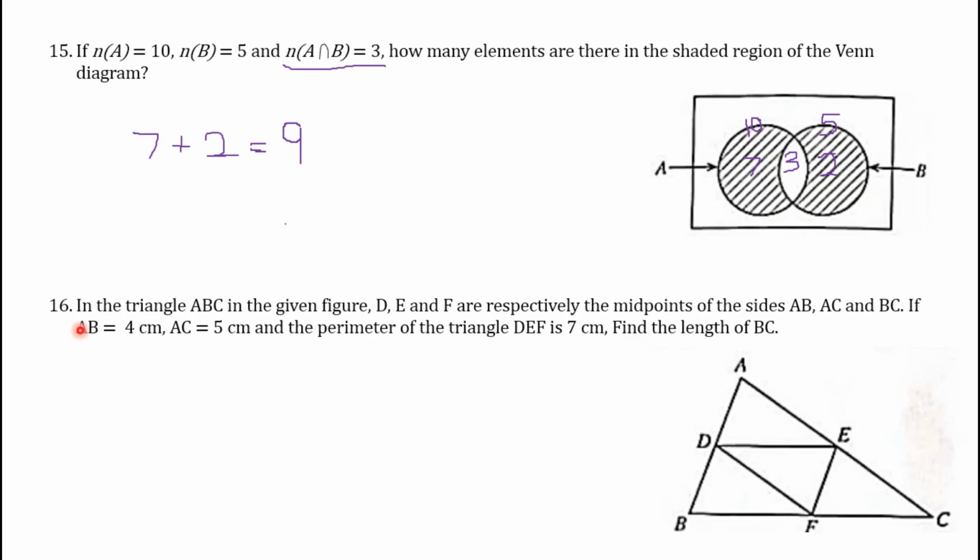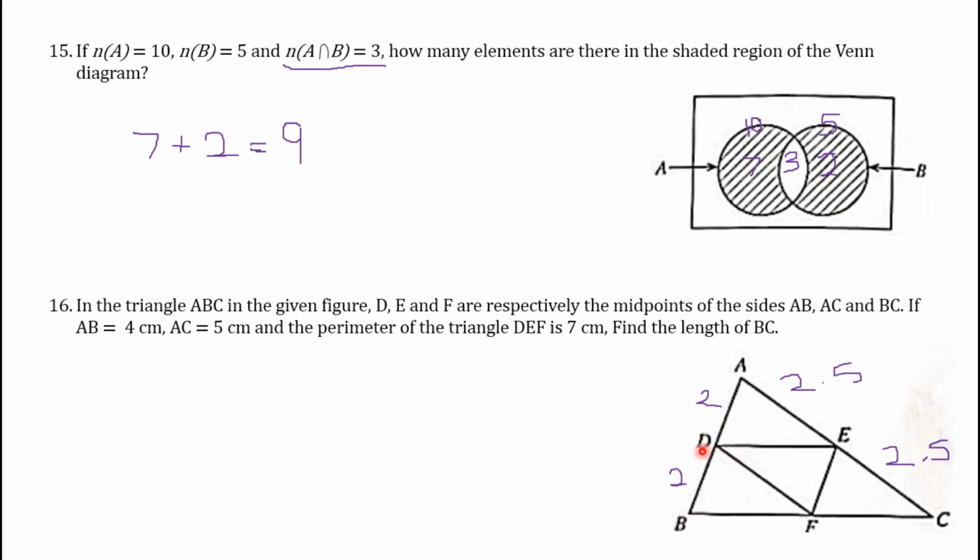Question number 16. In the triangle ABC in the given figure, D, E and F are respectively the midpoints of the sides AB, AC and BC. If AB equals 4 cm, this AB is 4 cm, AC equals 5 cm and the perimeter of the triangle DEF is 7 cm. Now they are asking us to find the length of BC. So first I'll input all the values. So now we have implemented all the given information.